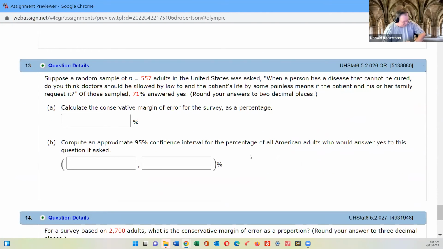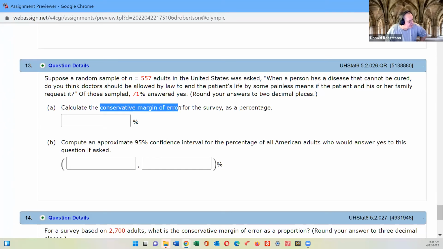Ah, perfect timing. Here is our conservative margin of error question. There was a random sample of 557 adults in America, and they asked, when a person has a disease that cannot be cured by a doctor, should they be allowed by law to end the patient's life by painless means? That's called euthanasia, I believe. If the patient asks for it. Of those sampled, 71% said yes. Fair enough.